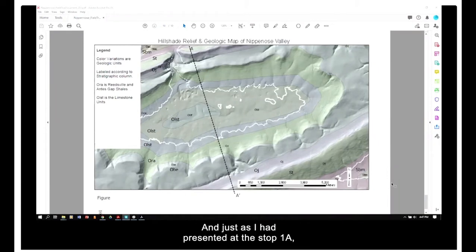And just as I presented at stop 1A, we verified that this geologic map makes sense. We've seen that the Tuscarora sandstone is up here at stop 1A, and that as we went down the hill, we got to the ORAs, the shales, okay? And we didn't verify, but we expect then that the OBE and the Juniata, so the Bald Eagle and the Juniata were in between. And out in the valley then are these limestones.